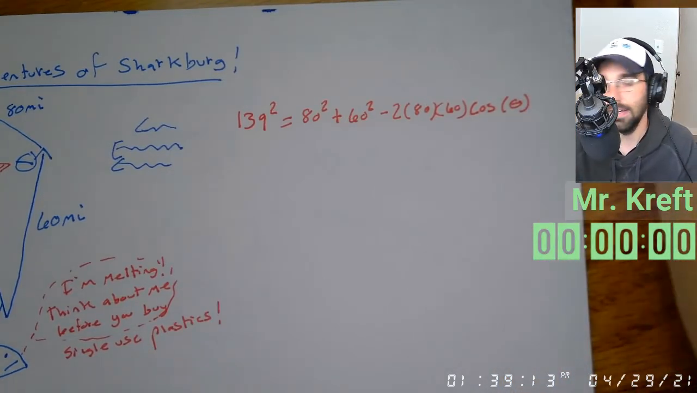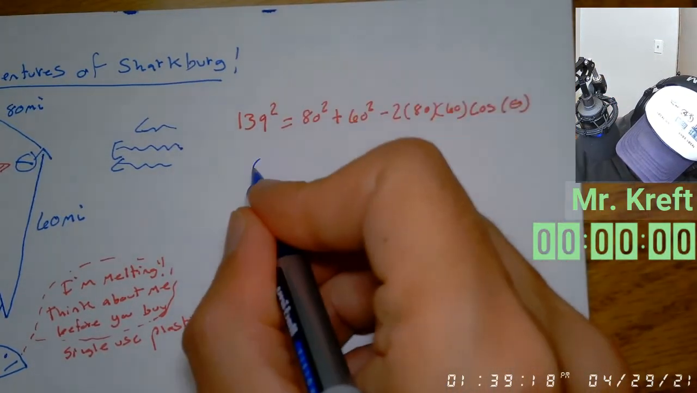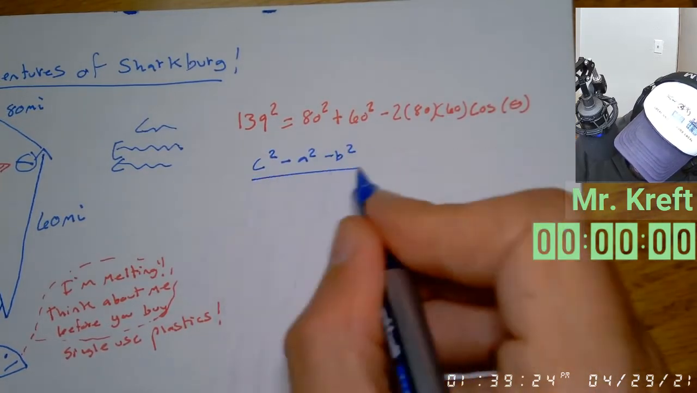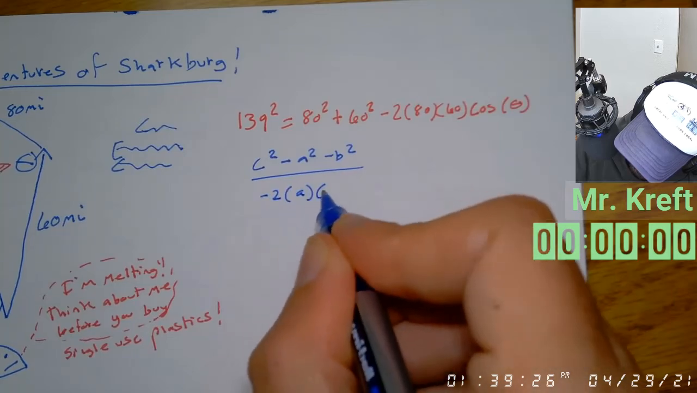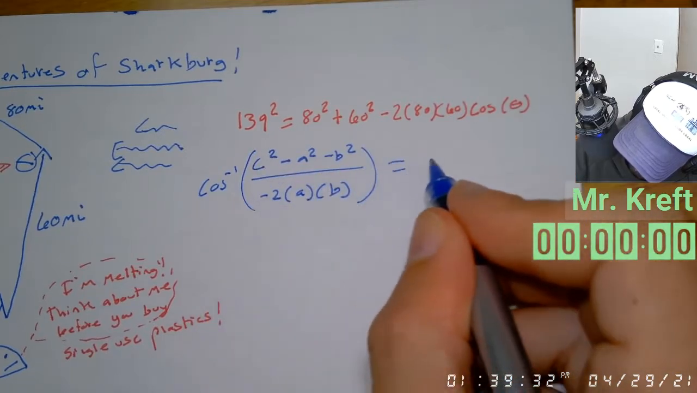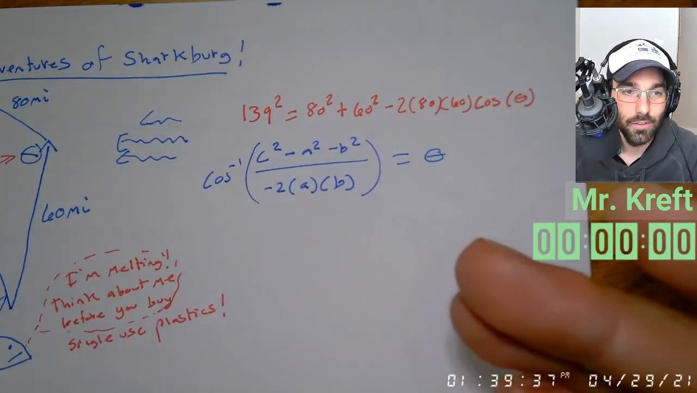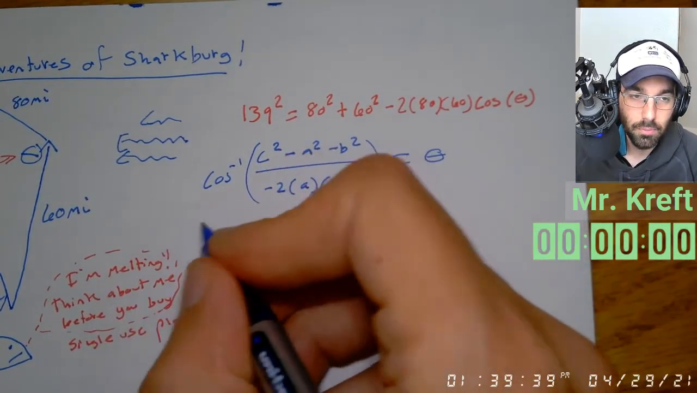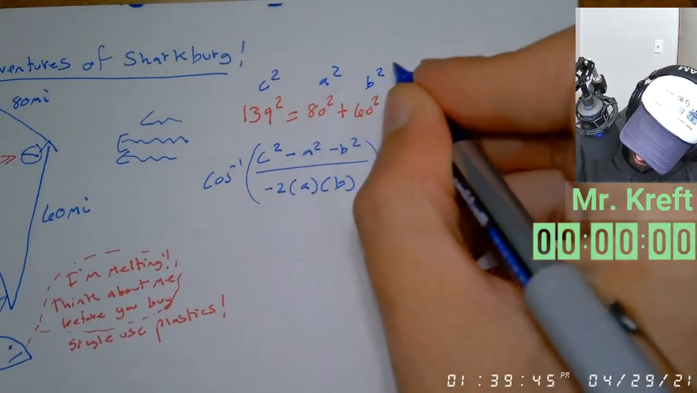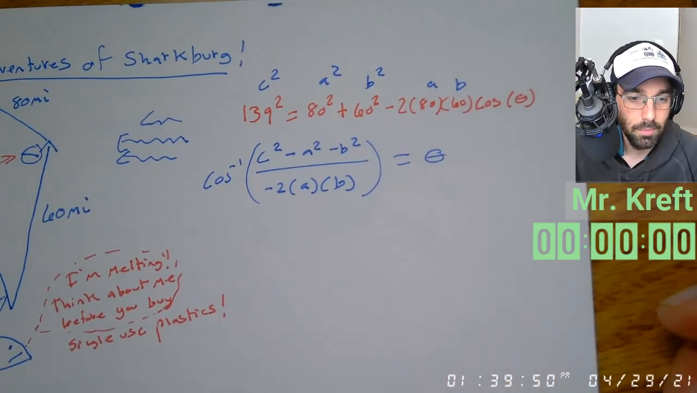theta. Now, I like to just do this symbolically. If I did this symbolically, then it would be c squared minus a squared minus b squared, all over negative 2 times a times b, and then cosine inverse of all of this equals theta. If you solve it symbolically, you can say, okay, this is my c squared, this is my a squared, this is my b squared, this is my a, this is my b. And then I can just plug in the numbers.